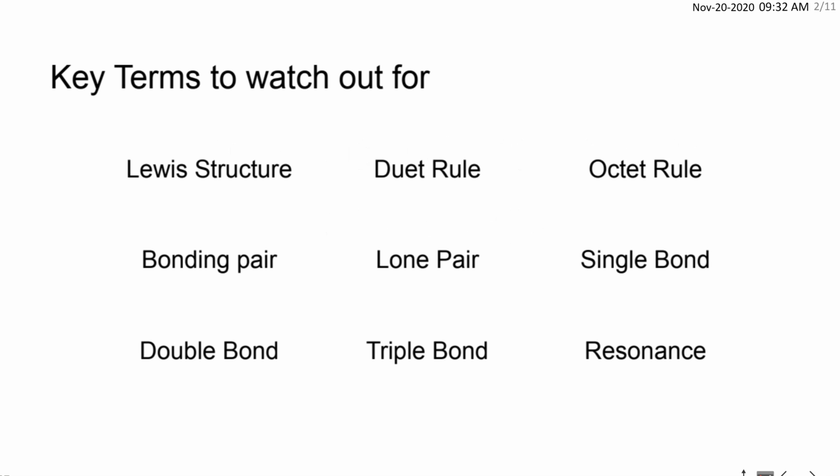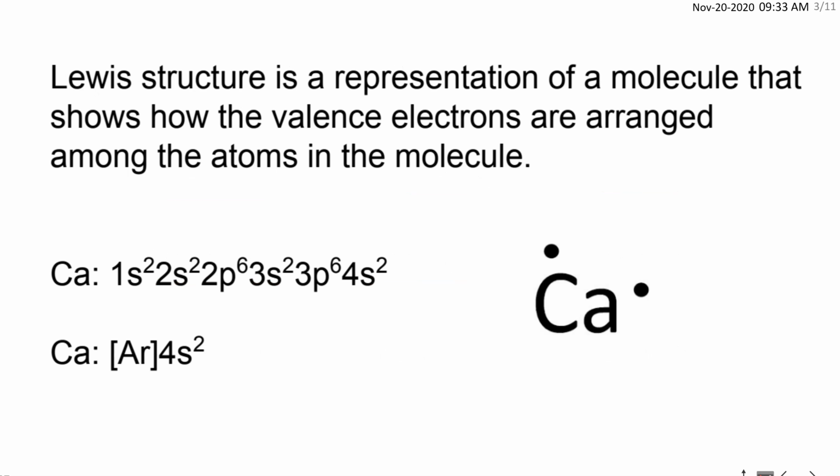Just so you know, here are some key terms to watch out for. Of course, Lewis structure is one of them. Also the duet rule, the octet rule, bonding pair, lone pair, single bond, double bond, triple bond, and resonance. These are words we're going to highlight over the next couple of videos. The ones we're talking about today are Lewis structure, duet rule, octet rule, bonding pair, and lone pair. The others we're going to save for another video.